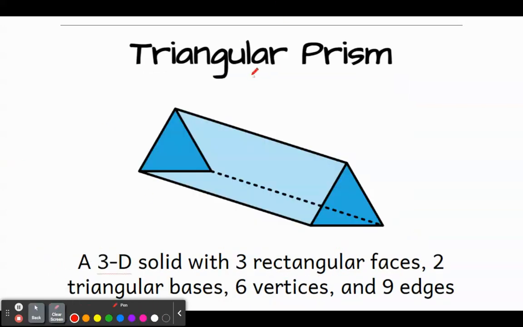And the last shape we're going to talk about today is a triangular prism. A triangular prism is a 3D shape with 3 rectangular faces. So if we were to take this part right here, this is a face. That's going to be a rectangle. We're going to have 3 of them, and then we're going to have 2 triangular bases. So here's a triangle on this side, and the other side is another triangle, and those triangles are connected with rectangular faces. In addition, we have 6 vertices, which are our corners, and then 9 edges, which is where our faces meet.